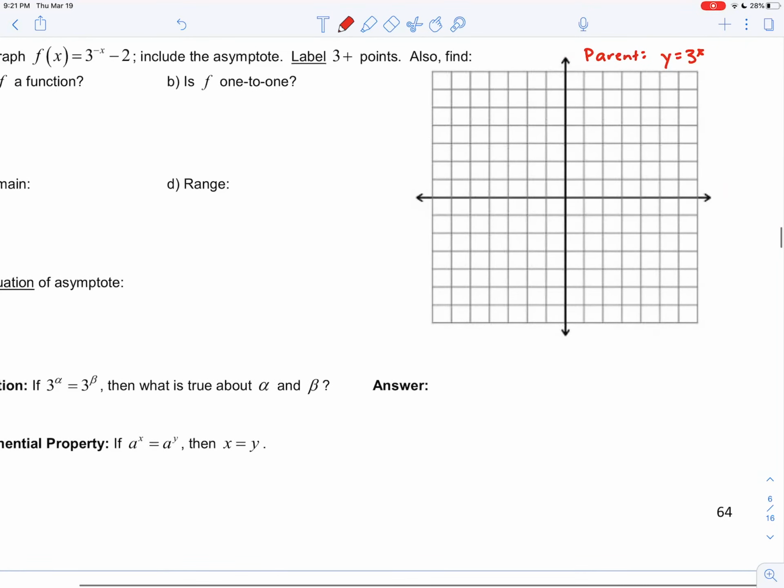So I can make a quick little table for that, just so we have a few points we can plug in and draw a sketch of that exponential function. So 3 to the negative 2 power would be 1/9. Remember, the negative exponent means reciprocal. 3 to the negative 1 is 1/3. 3 to the 0 is 1. 3 to the 1, the first power, is 3. 3 squared is 9.